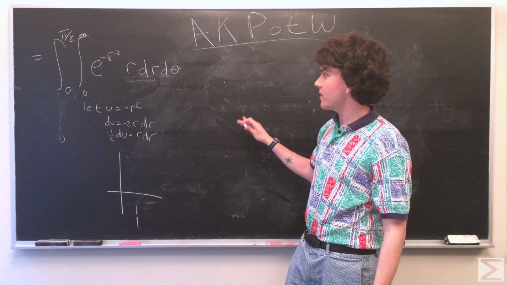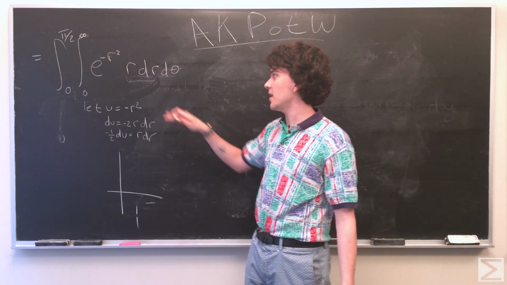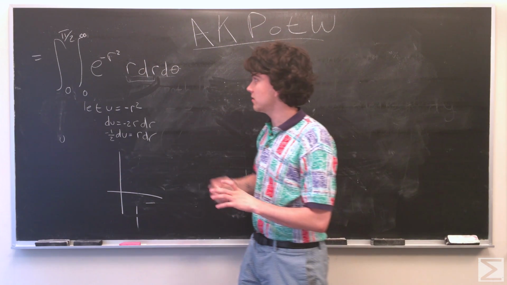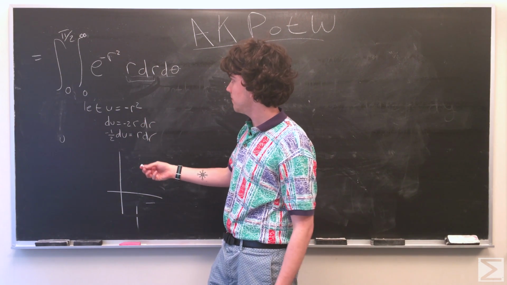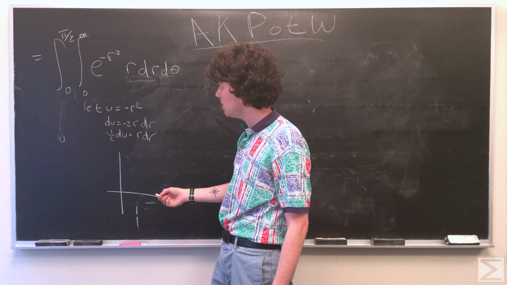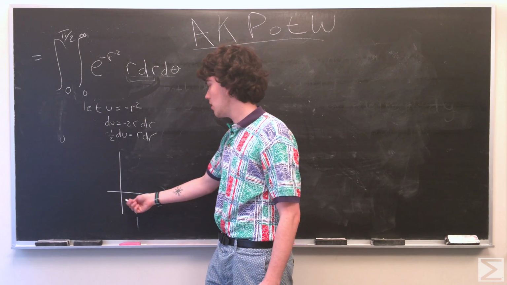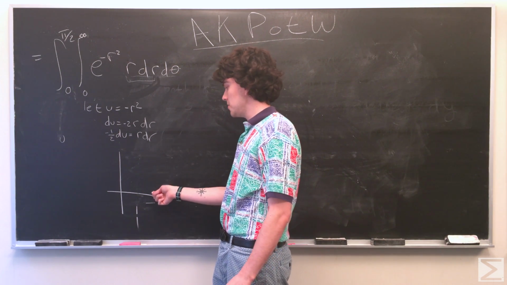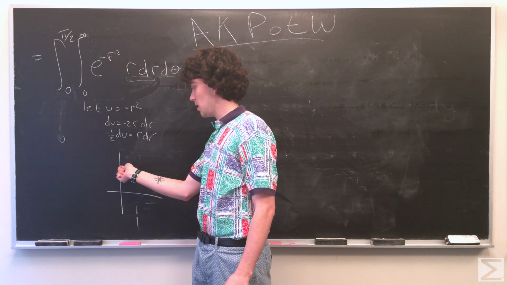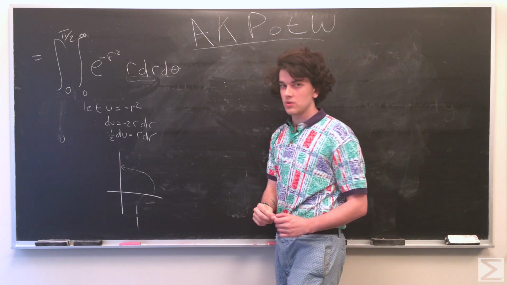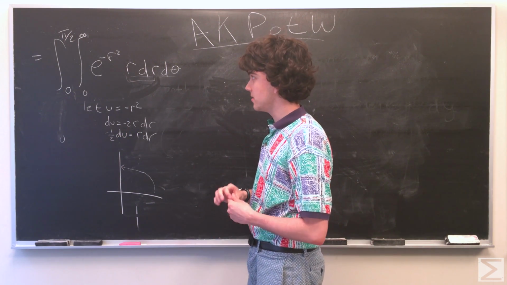In order to evaluate what we have now in polar form, just to clear things up, instead of x and y both going from 0 to infinity, we now have r going from 0 to infinity and theta sweeping across an angle of pi over 2. So same region, different notation.